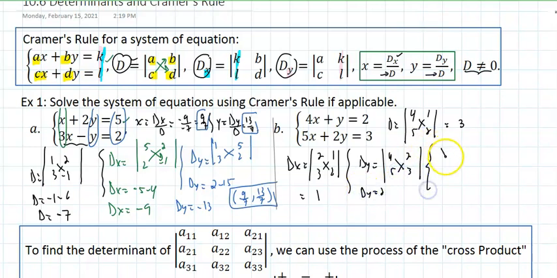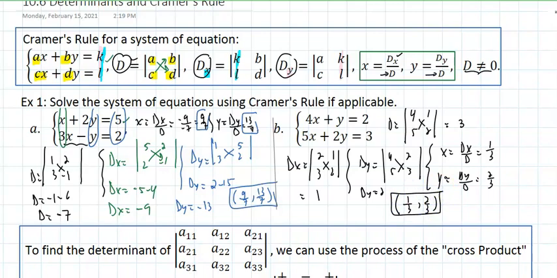So we know that x is D sub x divided by D, which is 1 divided by 3, and y is D sub y divided by D, which would be 2 over 3. So the solution here is 1/3, 2/3.